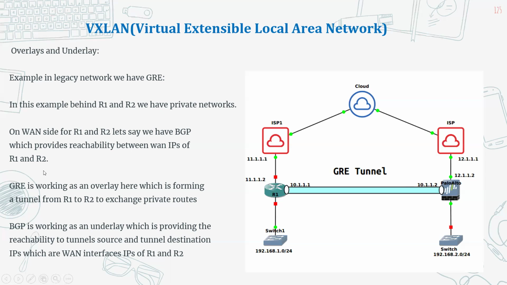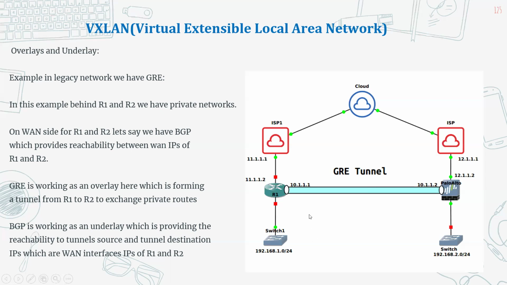WAN interface, right? Now what we can do is form a tunnel, a GRE tunnel, and the GRE tunnel will have the source interface, this WAN interface 11.1.1.2, and the destination interface will be the Palo Alto network, this network, right?